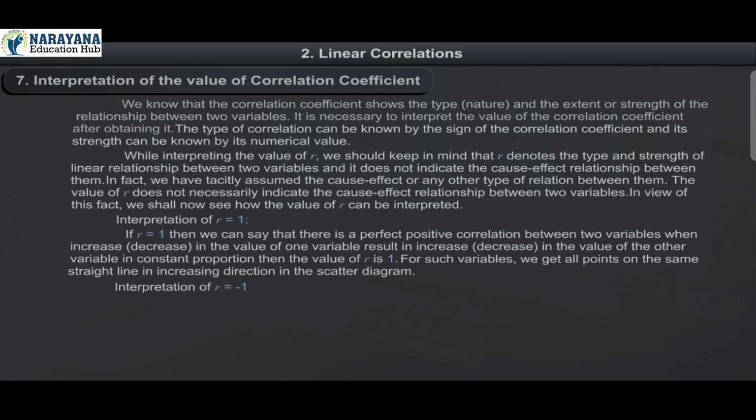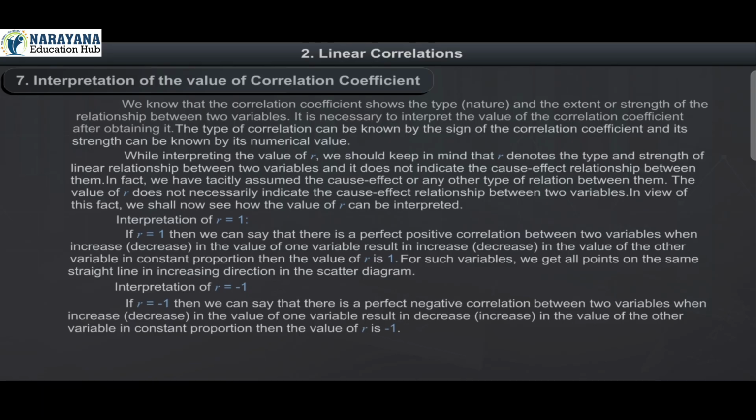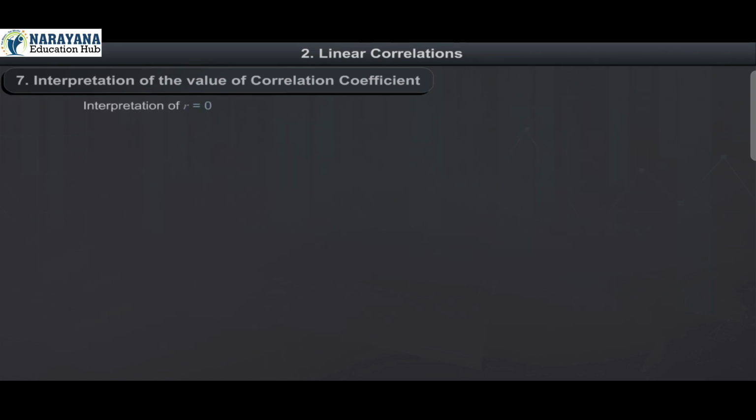Interpretation of R is equal to -1. If R is equal to -1, then we can say that there is a perfect negative correlation between two variables. When increase or decrease in the value of one variable results in decrease or increase in the value of the other variable in constant proportion, then the value of R is -1. For such variables, we get all points on the same straight line in decreasing direction in the scatter diagram.